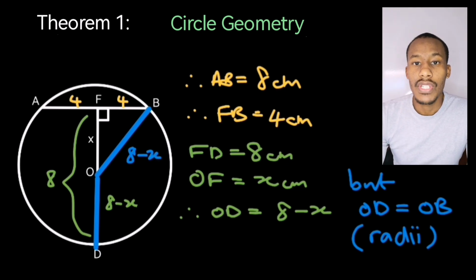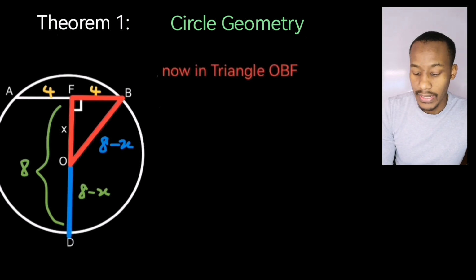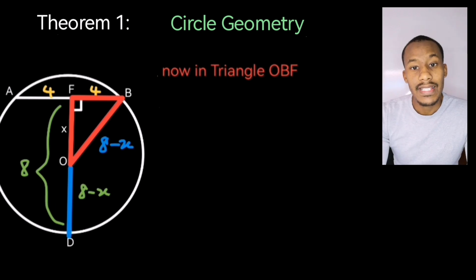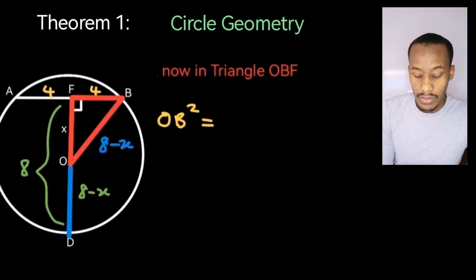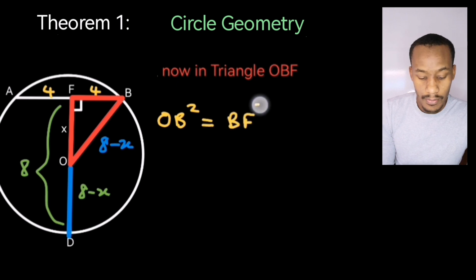Okay, now I want you to zone in on the triangle OFB. I'm going to color this one in red. Notice that's a right angled triangle. If we make use of the Pythagorean theorem, we'll be able to solve X. And once we have X, we'll be able to calculate the radius because the radius is 8 minus X. So let's use Pythagoras to calculate X. We'll start off by saying OB squared is equal to FB squared plus OF squared.